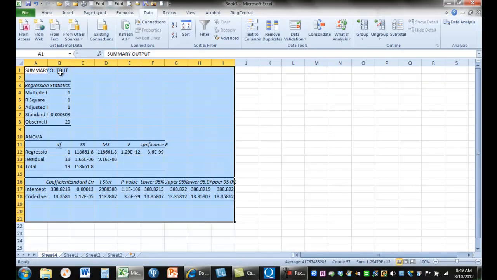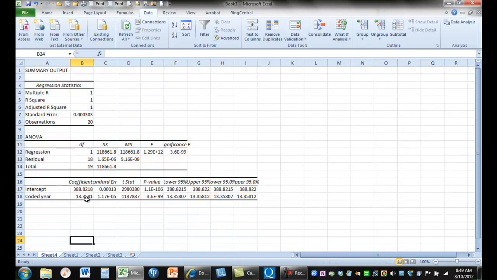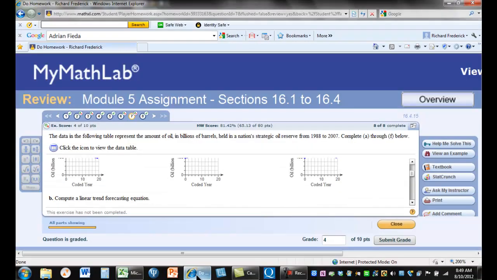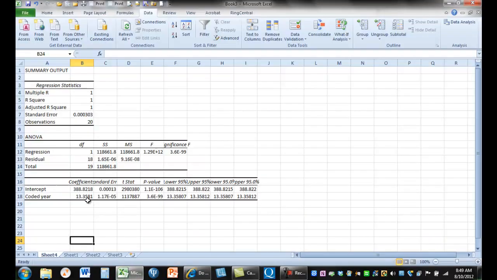It'll make a new sheet for me, and I just want to look at the coefficient values here. 388.82. Let's see if that's what we get here. 388.82 and 13.36. That's what we have in both places. So our intercept is 388 or 389, and our coded year is 13.4. If you want to predict the oil reserves for next year or any year, you figure out the coded value. For next year, it would be 20. So it's 388.8 plus 20 times 13.4 that gives you your prediction for next year.